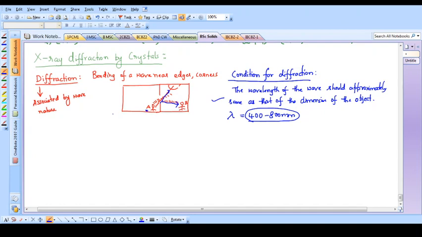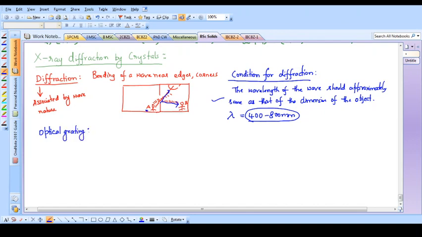However, we can observe diffraction by using light. But what is the necessary condition under which we can observe diffraction? Of course, we can observe diffraction from light, but we have to reduce the size of the object roughly to the wavelength of light. For that, if you remember, you had used an optical grating.